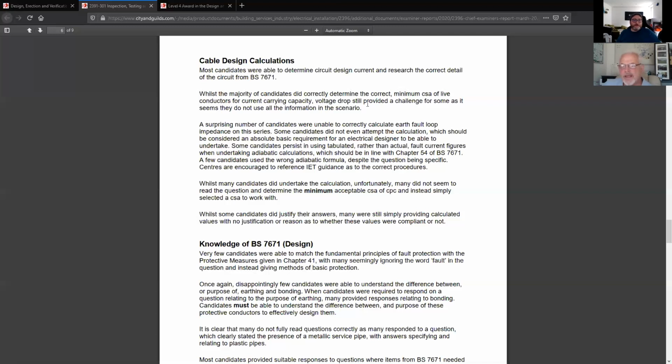But again, it's one of these things, isn't it? When we talk about doing cable calculations, when you look at the books, when you look at all the different tables, when do I use this factor? When don't I use this factor? Yeah. It's the same with earth loop.